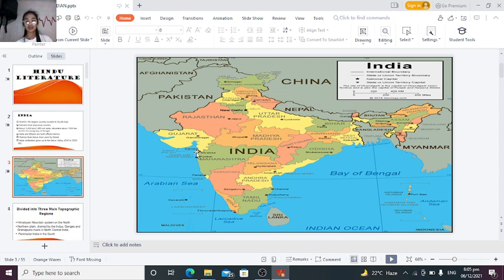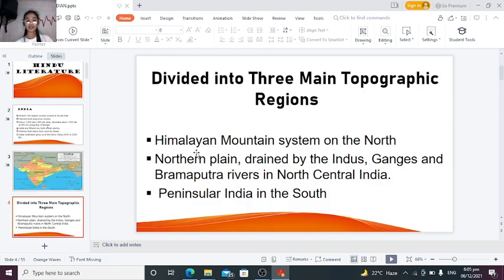Next, India is divided into three main topographic regions: the Himalayan mountain system in the north, and the northern plain drained by the Indus, Ganges, and Brahmaputra rivers in north-central India, and lastly the peninsular India in the south.